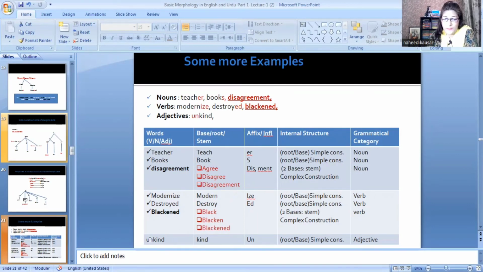In the next example, the word unkind, here kind is the adjective, which is the root word, and un is the affix, which is put at the beginning. And again, it is a simple construction, and the grammatical category is adjective.